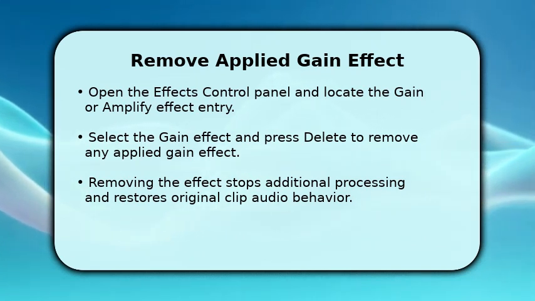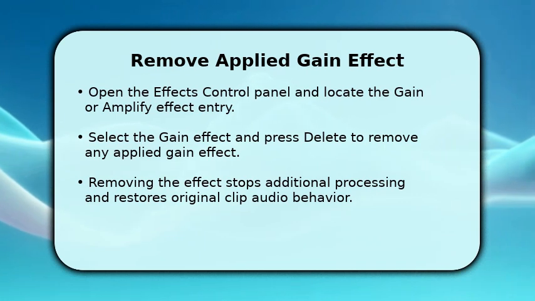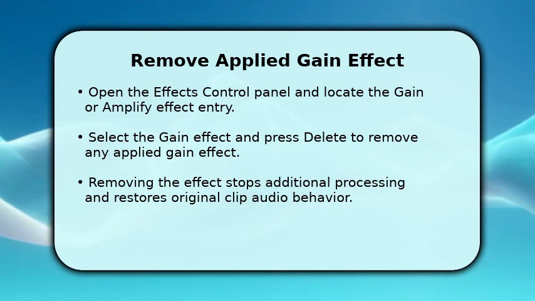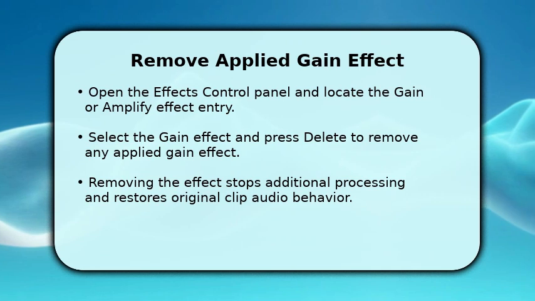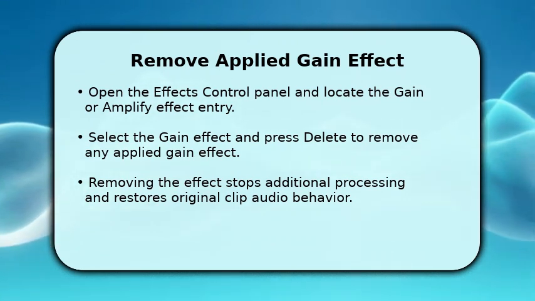Select the gain effect and press Delete to remove any applied gain effect. Removing the effect stops additional processing and restores original clip audio behavior. After removal, play the clip to confirm the audio returns to its expected level without added gain.